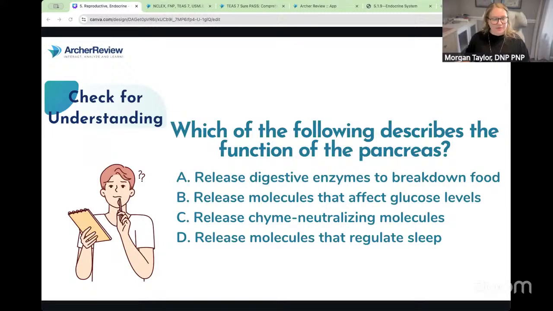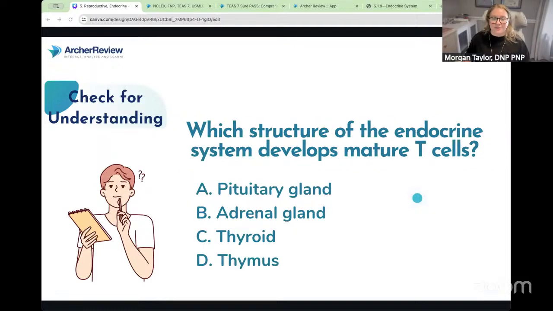Good. Okay, I think you guys have all got it. It is B. The pancreas is releasing the molecules affecting glucose. Those molecules are the hormones, insulin and glucagon. Insulin makes our blood sugar go down. Glucagon makes our blood sugar go up. So they are both affecting glucose, how much glucose is in our blood. Really good. Now tell me what structure in the endocrine system develops mature T cells.